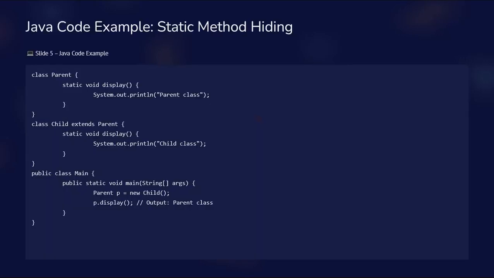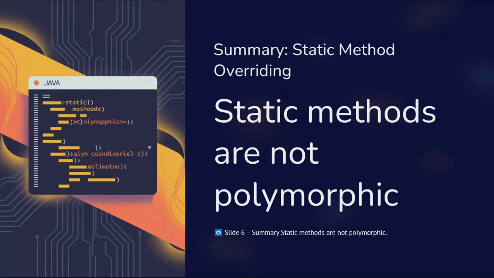So you can see here parent is a class, display is a static method, child extends a parent, again display is a static method, and in the main class, when we have created one parent object using the memory of your child, see parent P is equal to new child, P display, so it will only output the parent class. So static methods are not polymorphic. Static methods are not polymorphic is the summary of this question.